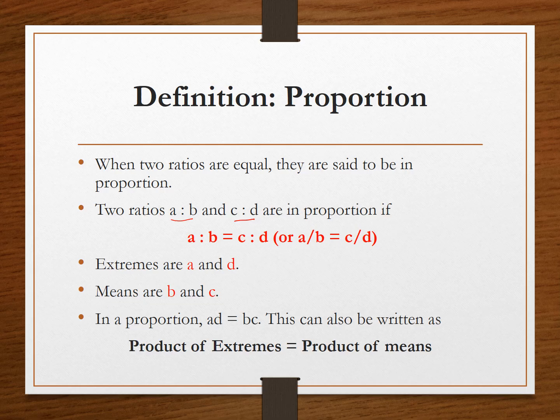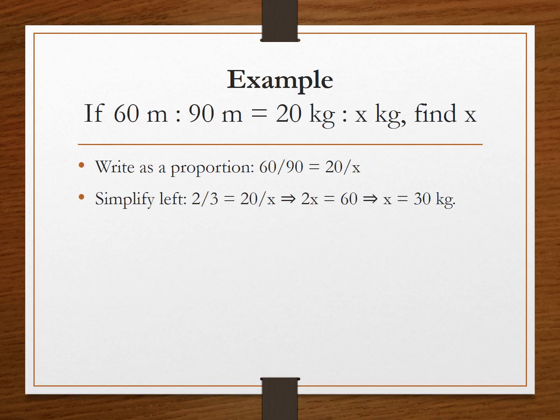That means that AD is equal to BC. Now we will solve some relevant examples to proportion.